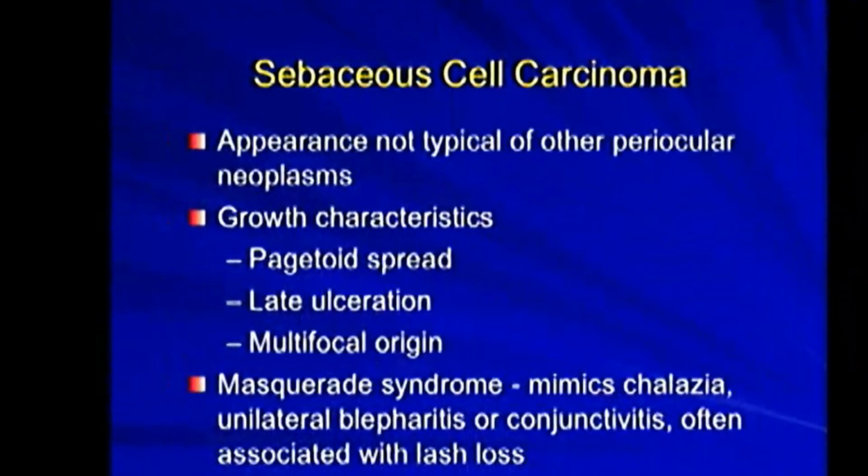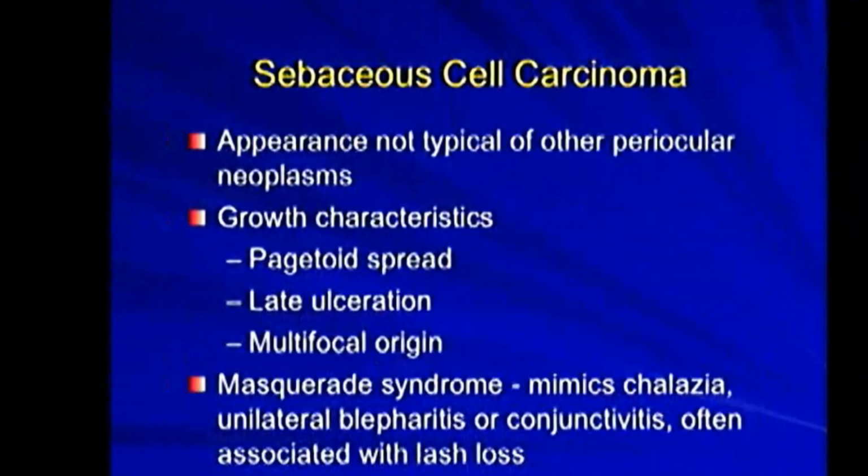Another thing about sebaceous cell carcinoma is that it can come with another lesion that we think is benign, like chalazion, unilateral blepharitis, or conjunctivitis. So we need to be really suspicious about sebaceous cell carcinoma in these kinds of settings, especially among elderly patients. You can see the conjunctivitis here, but you can also see the loss of lashes, which is a sign of malignancy. So in this setting, you need to think about it. And you can see the thickening of the lid, which is really not typical for blepharitis. So when you see something like this, you need to biopsy, especially if it's unilateral.